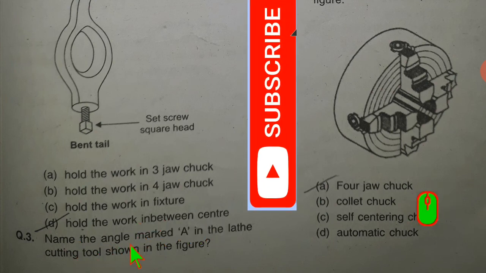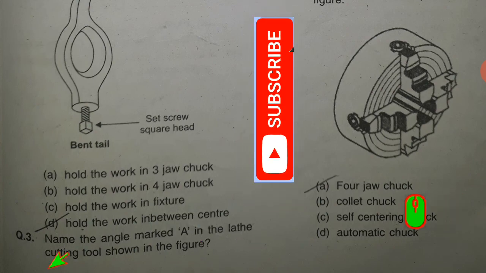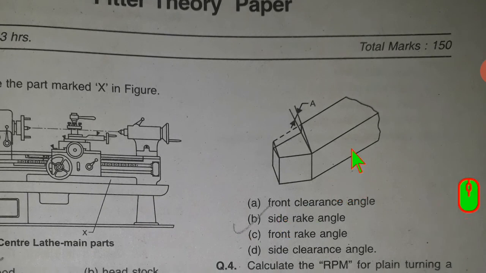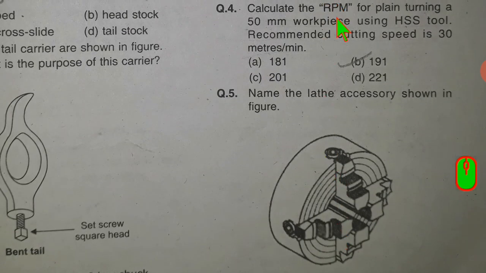Name the angle marked A in the lathe cutting tool shown in the figure. Side rake angle. Calculate RPM for plain turning a 50 mm workpiece using high-speed steel tool. Recommended cutting speed is 30 meters per minute. 191.